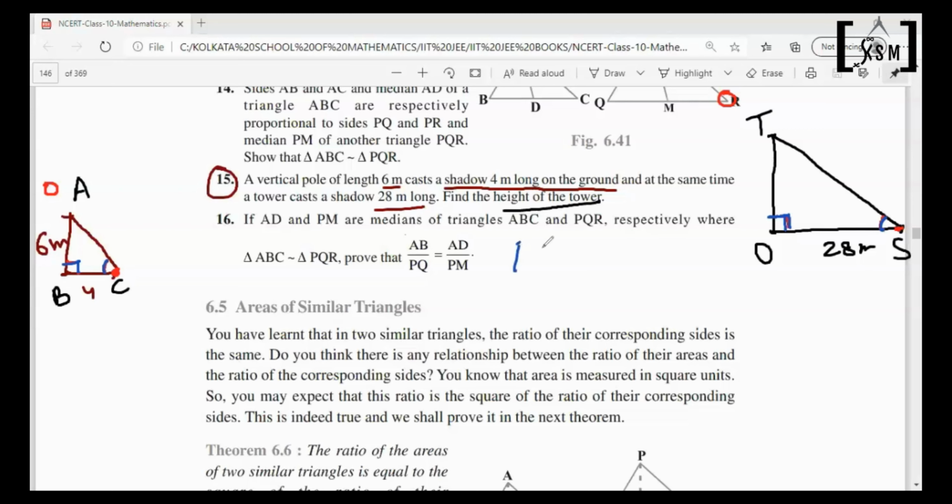So can we say by the AA similarity method, what we had learned in AA similarity, that when two angles are equal, the triangles will be similar, right? Here two angles are equal, so we can say the triangles are similar. And after being similar, the equal angle side ratios will be the same.